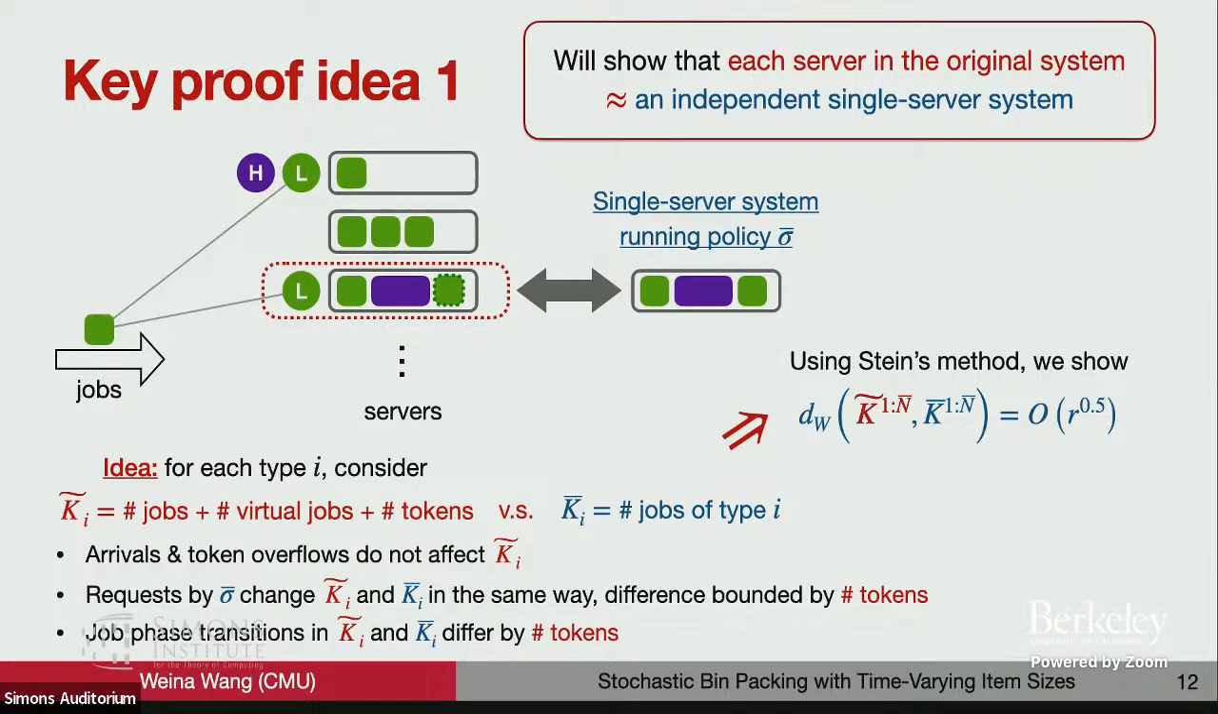Basically, if their transition probabilities, transition rates, are similar for the two Markov processes, then you can show that their stationary distributions are also close to each other.